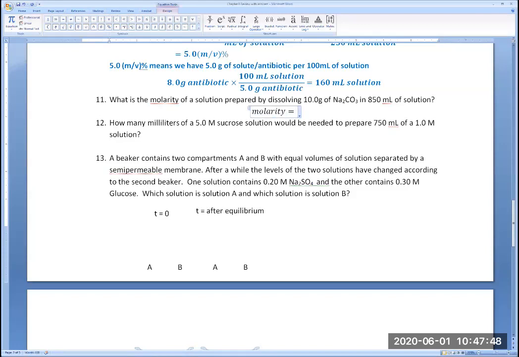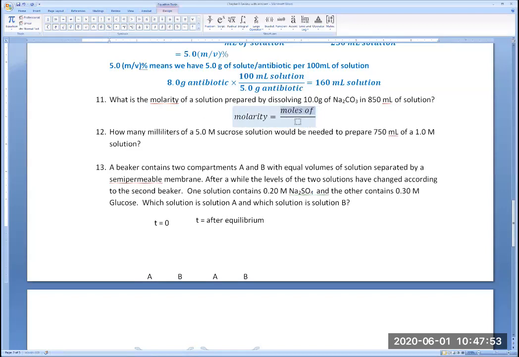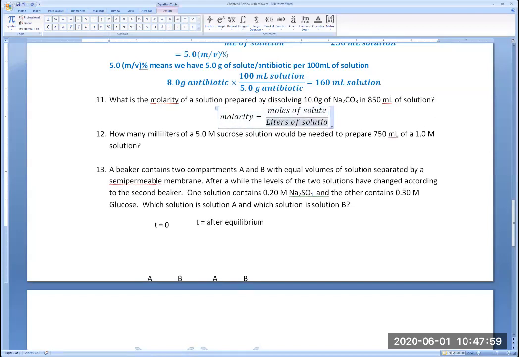Equals, and so it's moles of solute over liters of solution. That's why it's used in chemistry a lot, because we count by moles. But it's not really used in hospitals or pharmacies. They don't really use that. It's more like a chemistry unit. So it's moles of solute over liters of solution.